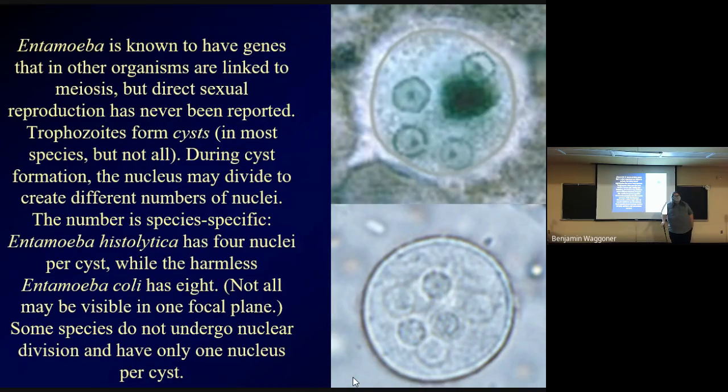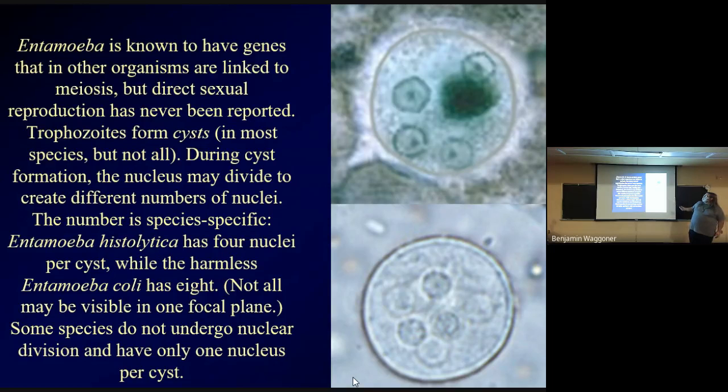Okay, in most species, some of those trophozoites will form cysts. During cyst formation, the nucleus may divide and create different numbers of nuclei, and that's species specific. Entamoeba histolytica is your bad guy, and that's the one at the top right of this slide, and you can see 4 nuclei per cell. And remember, each of those nuclei has that darker rim and that darker central spot called the endosome, and it's lighter in the middle. So that kind of bullseye nucleus, those of you that want to be doctors or veterinarians might actually see this down the road.